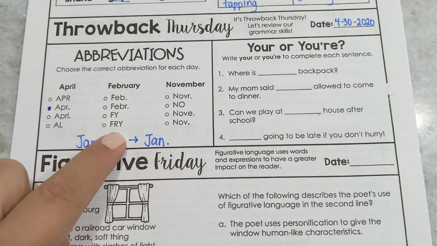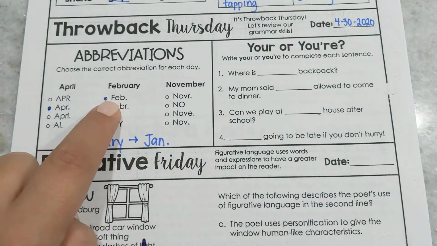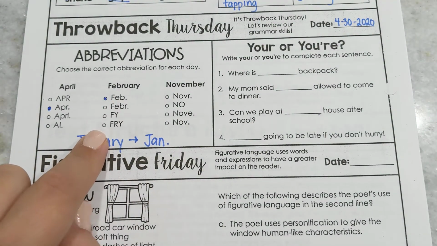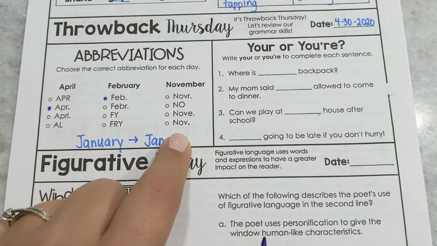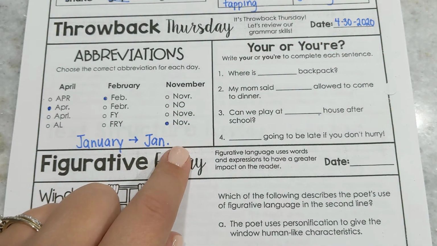All right, here we have February. As you can see here, it's a pretty easy choice. This one has a capital letter and punctuation at the end. All right, November will be N-O-V period. All right, piece of cake.